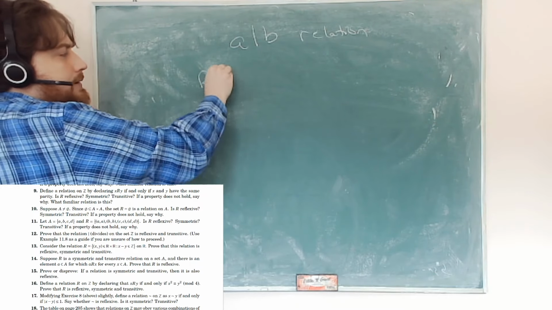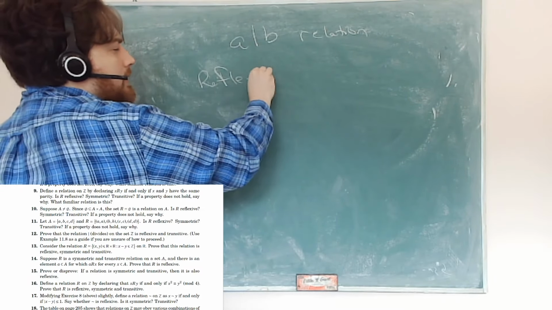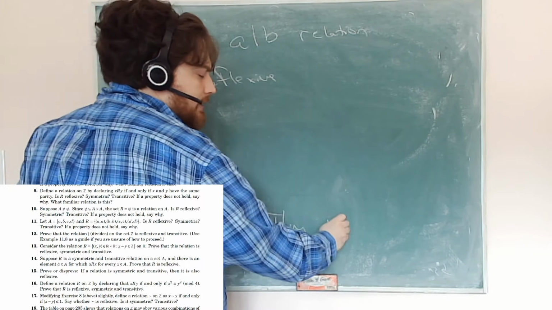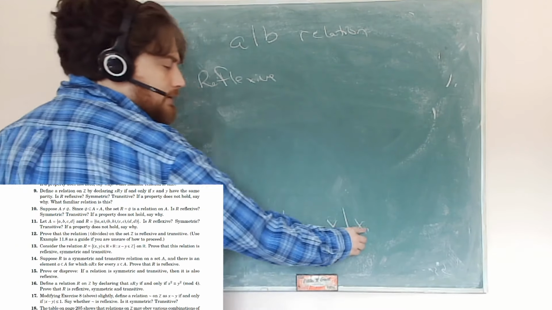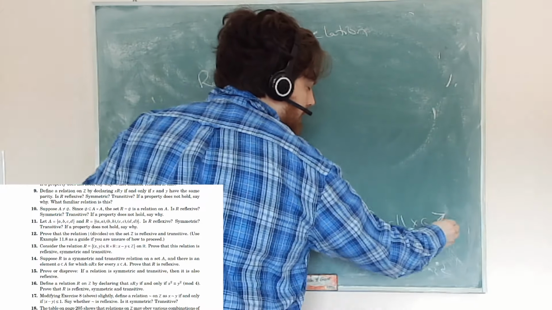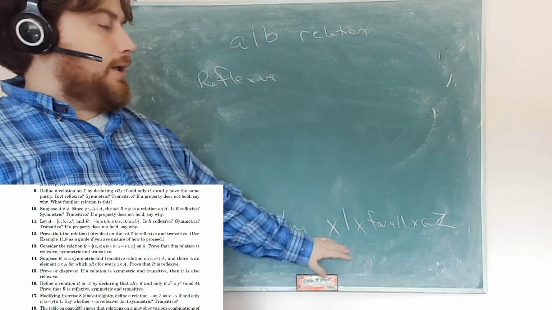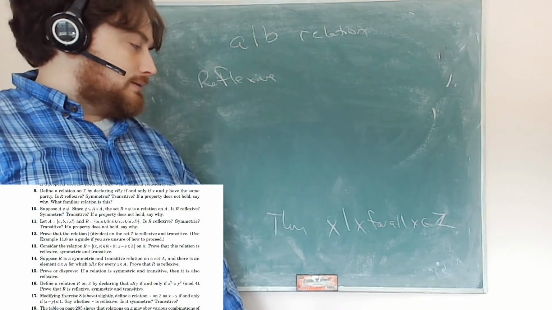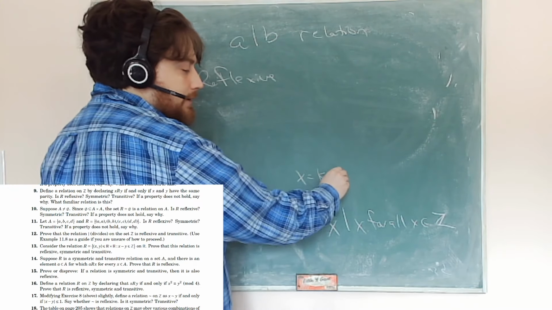So if I want to show reflexive, I have to show that, let's use X's because I have A's up there. So I have to show x divides x for all x in my set Z. So in order to be reflexive, x has to be related to x for all x in Z. So what I just have to show is that x divides x. Well, what it means for x to divide x is that x is equal to some integer times x.